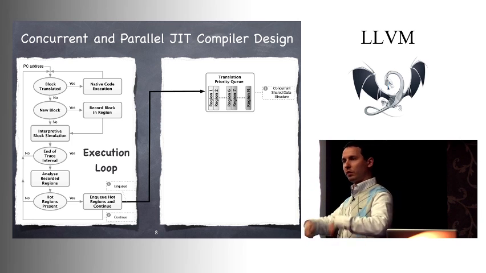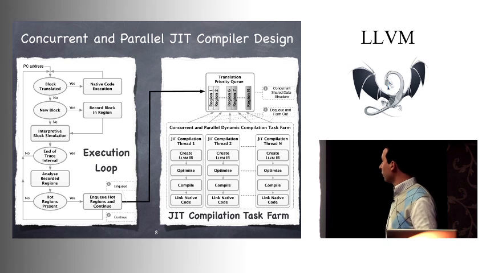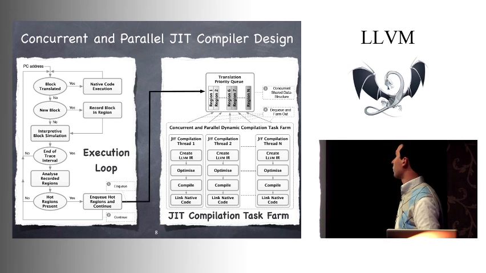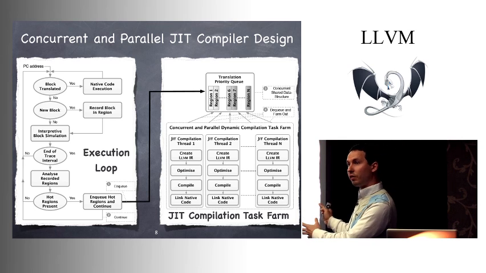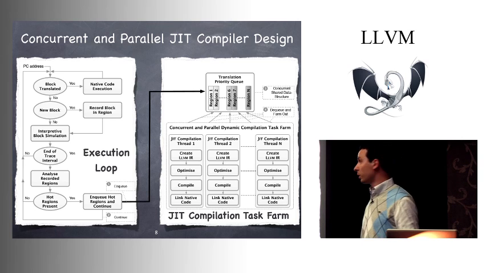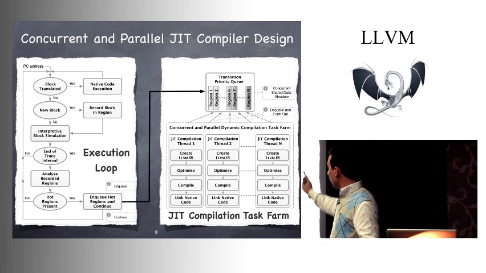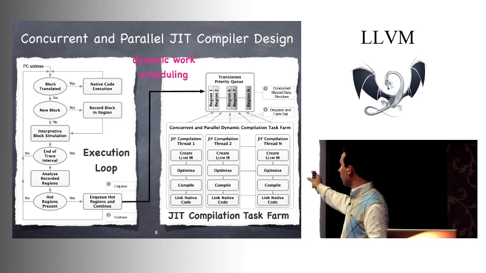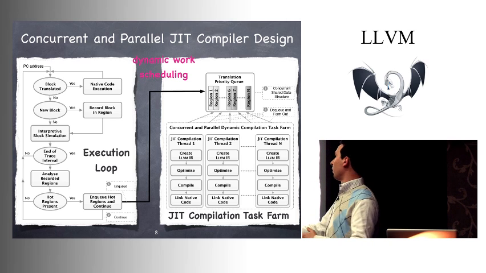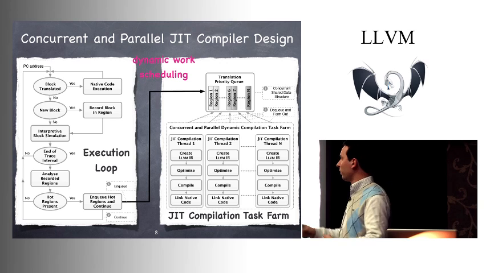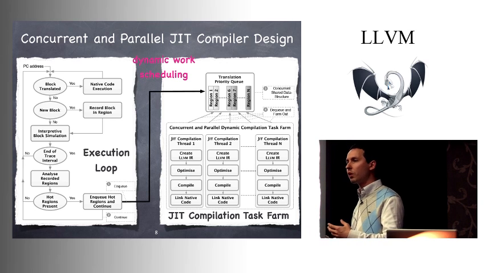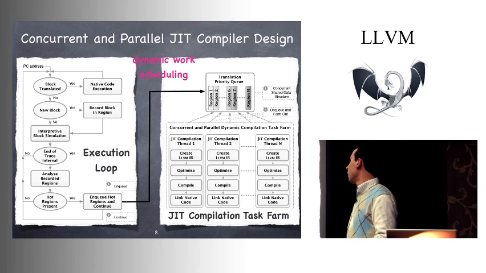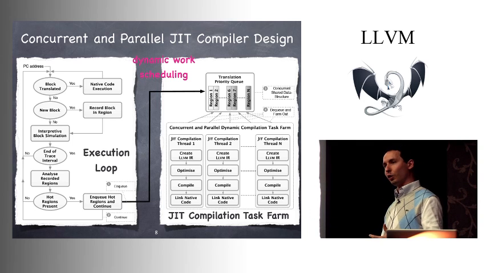The execution loop is the producer of workload for the dynamic compiler, and the JIT compilation task farm picks these things out of the translation priority queue. And here is where LLVM comes into play, where we're users of LLVM. We use the LLVM framework to build this concurrent and parallel JIT compilation task farm. In each JIT compilation thread, we have our own internal representation of what we recorded. We apply some of our own optimizations there, then generate LLVM IR, run some of LLVM's optimizations over it, and then use the JIT to compile and link code.